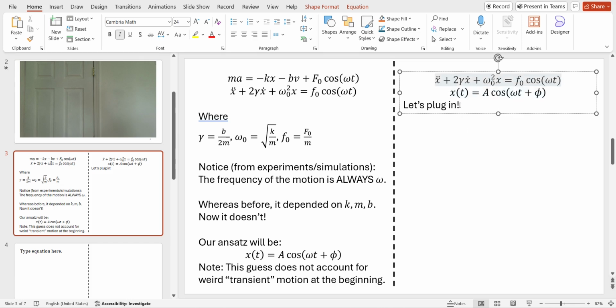And what we expect to see, by the way, from the simulation, we expect A to be some function of omega. So if we drive it at the right frequency, then A is going to be much bigger. And phi, likewise, we also expect this to be some sort of function of omega. So, okay, let's do this.